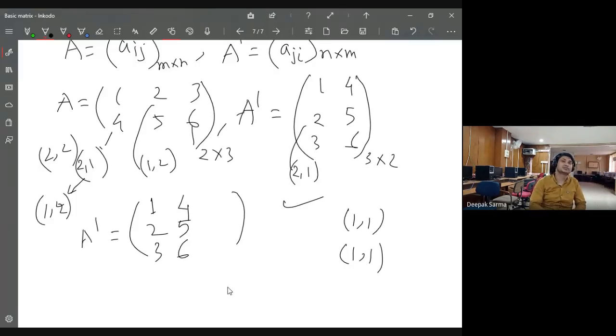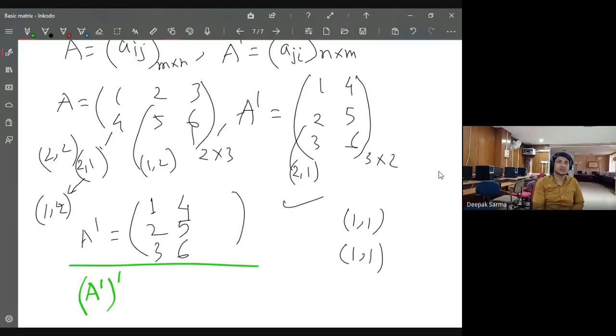Now let me give you one property. You can see the orders are reversed while taking the transpose. If I take any matrix A, whatever its order, I can take its transpose. Now A transpose is another matrix. Generally it is different from A, isn't it? Now if I take the transpose of this matrix, what will I get? Any idea? A.